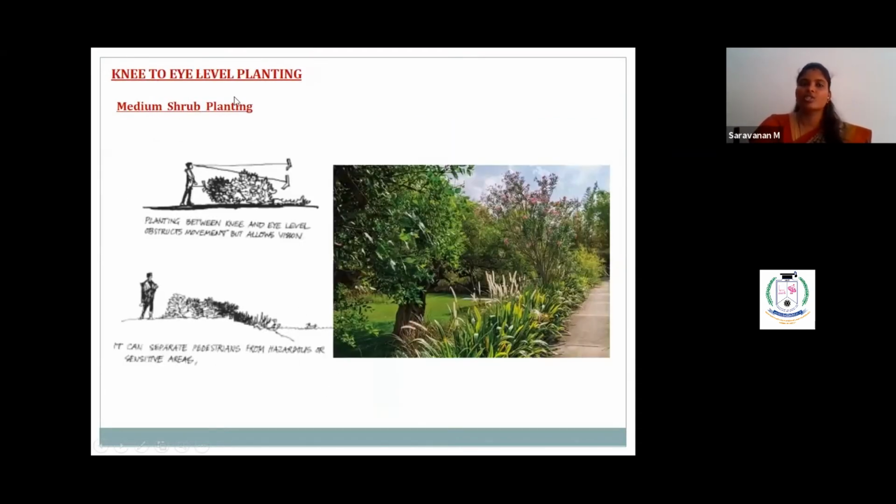Next is knee to eye level planting. This is your knee and this is your eye, and in between is the knee level planting. It is basically a medium shrub planting, between the knee level and the eye level, which obstructs the movement, but you always have vision. That is what this is called. You can see the picture in both.